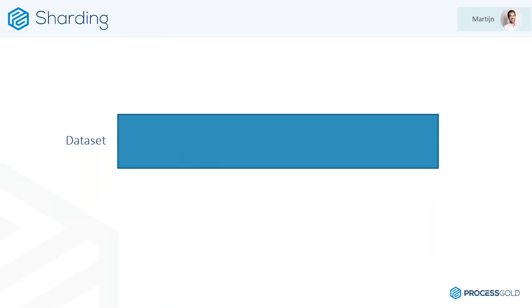And finally, we have sharding. It's a unique feature of the ProcessGold platform. Say your organization is made up of several business units, and your data set also includes these business units. What you can do is shard your data set into these 10 business units and basically split up your data that way. And then if one person logs in, he will see only the appropriate unit for him.